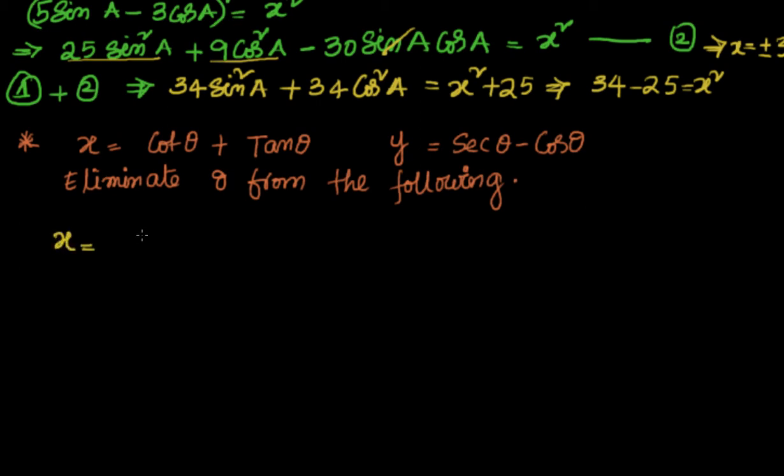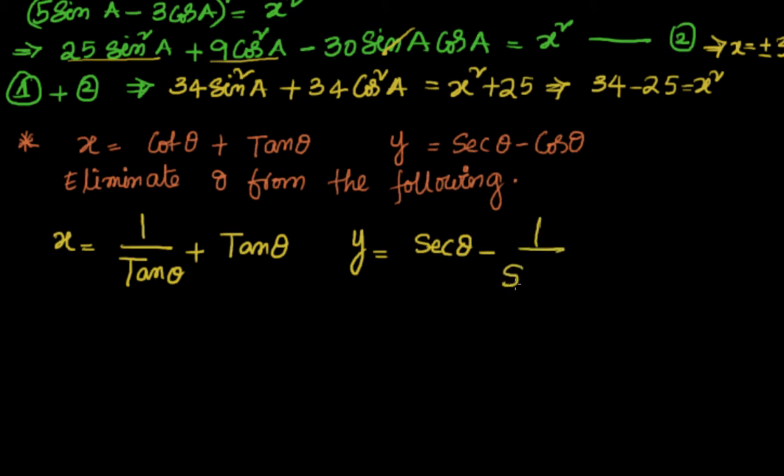I will say x equal to 1 by tan theta plus tan theta, so that I can convert everything into secant and tan. Then I will try for this identity. The identity is secant square theta minus tan square theta equal to. So instead of secant square theta, I will try to substitute some xy terms. Similarly, tan square theta. So that way I will see whether I will be successful or not.